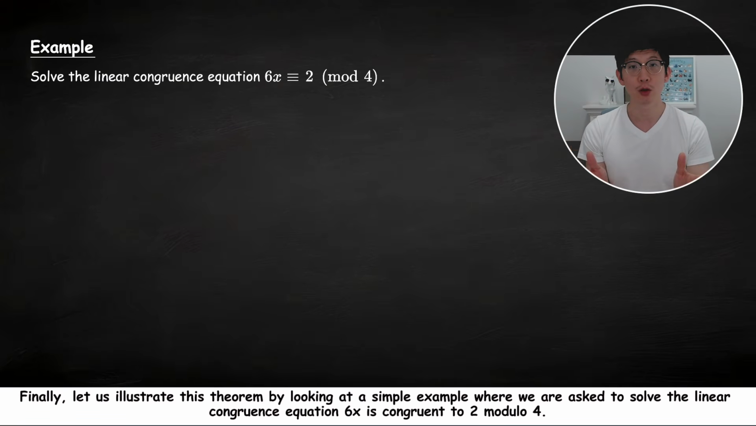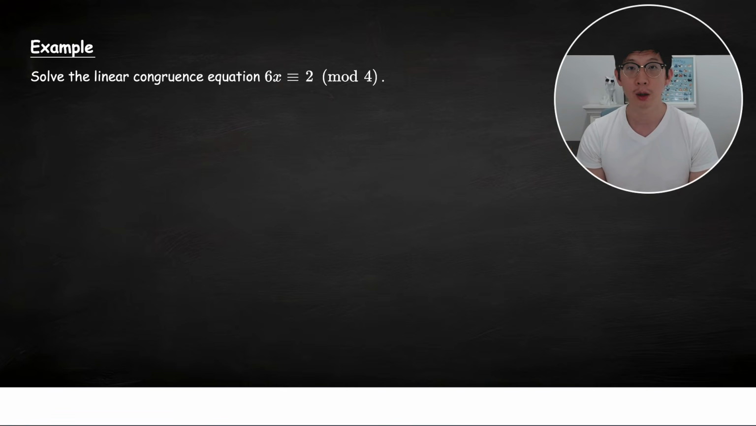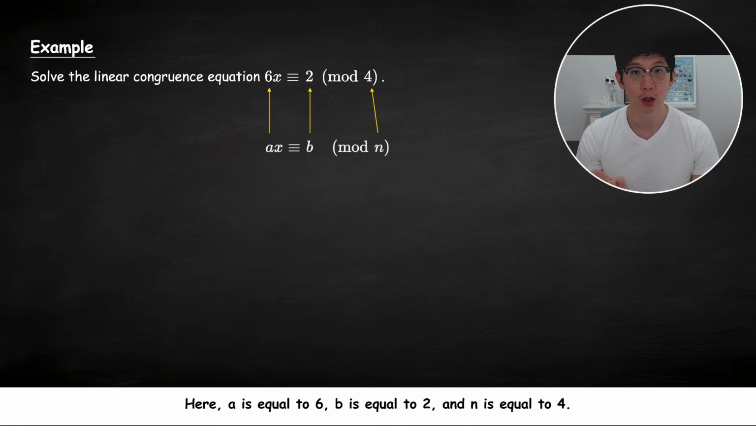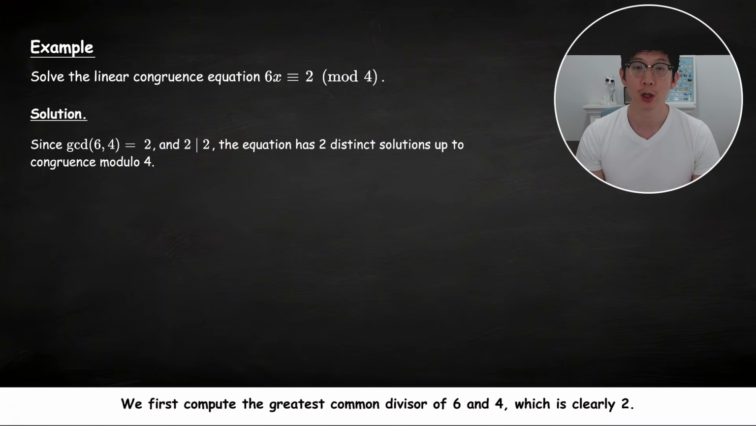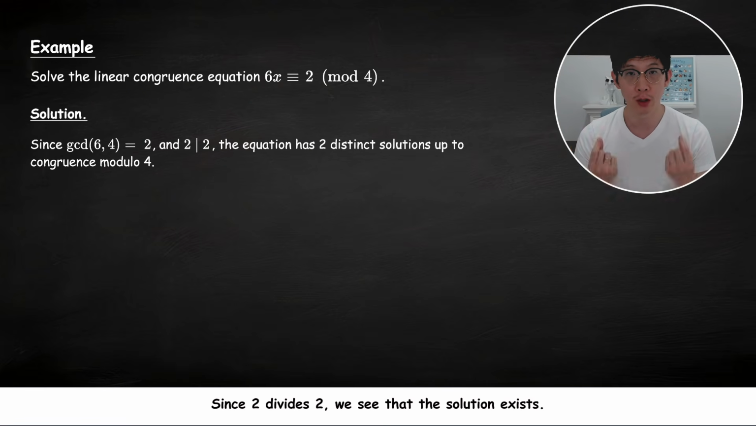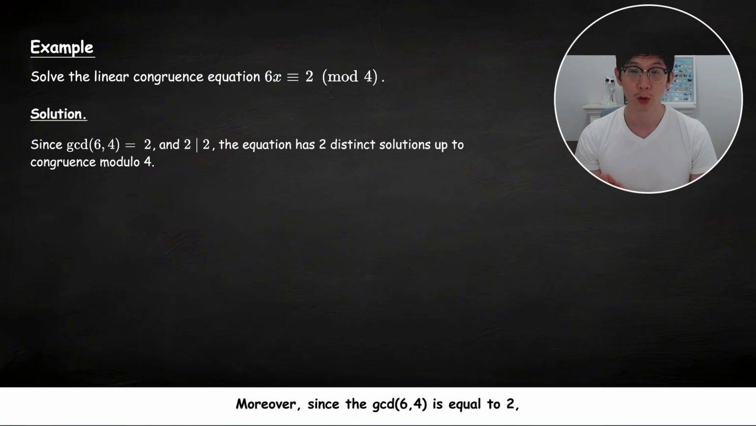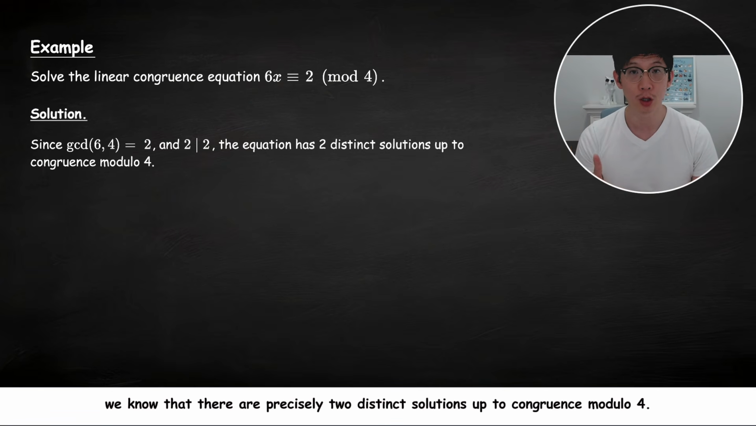Finally, let us illustrate this theory by looking at a simple example where we are asked to solve the linear congruence equation 6x ≡ 2 modulo 4. Here, a = 6, b = 2, and n = 4. We first compute the greatest common divisor of 6 and 4, which is clearly 2. Since 2 divides 2, we see that the solution exists. Moreover, since gcd(6, 4) = 2, we know that there are precisely 2 distinct solutions up to congruence modulo 4.